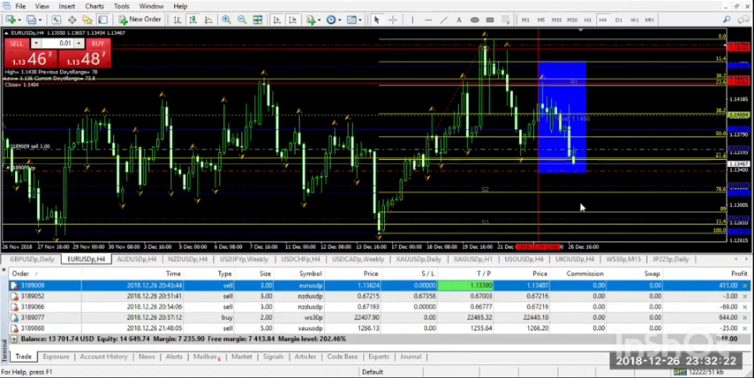So we should draw opposite ones, right? Yes. If it reaches 89, because we have a swing low here, we should buy, right? Yes. Yeah, you should buy.